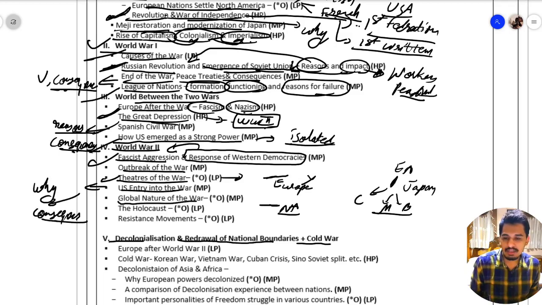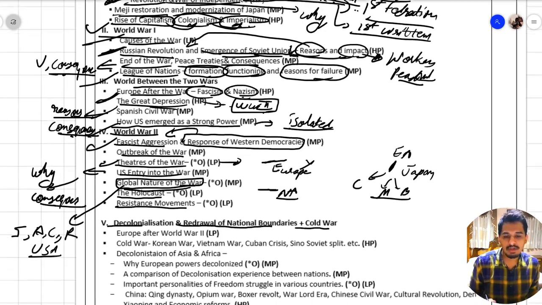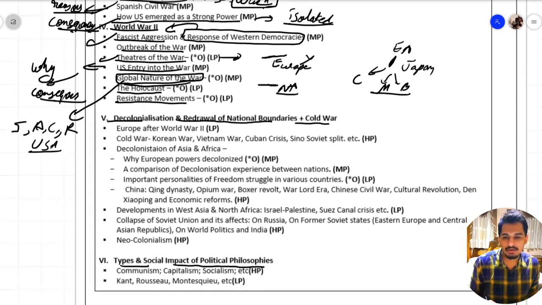Then we have the global nature of the war, that you should know that each and every country, be it India, be it Australia, Canada, Russia, USA, Japan, everyone was involved in this war. Hence, this war was global in nature. Then you should have a brief overview of the Holocaust and the various resistance movements which were going on around various countries during World War II.